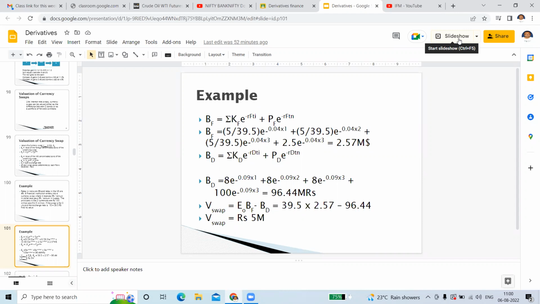Okay, so that's that then. So let us look briefly at what an interest rate currency swap is.